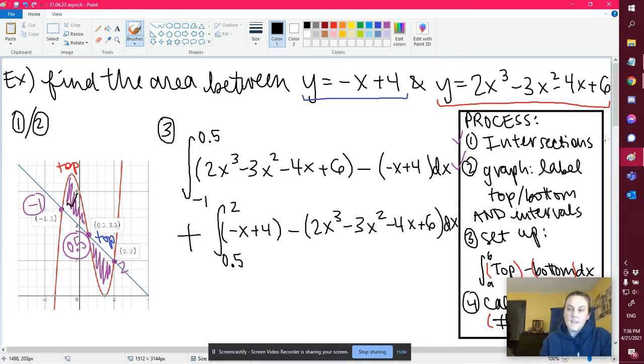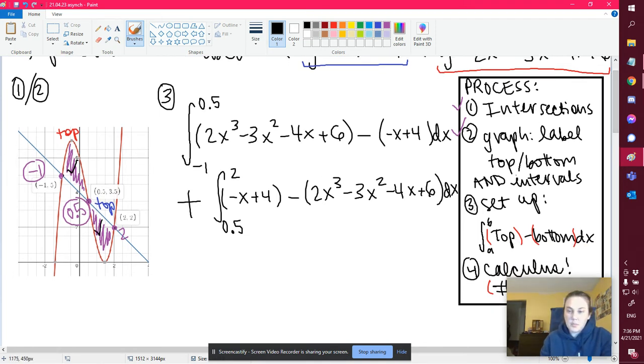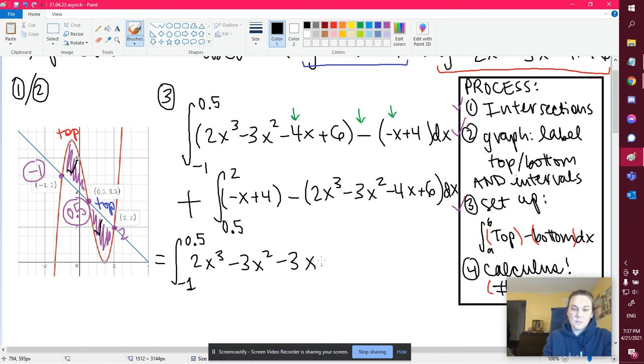Great. And now we get going, right? We've set up all of our integrals. And now we just actually need to do the calculus, right? The first thing we're going to do is simplify algebraically, right? I don't want all of this. I'd rather just have the same thing. So we've got 2x cubed minus 3x squared. This is negative 4x minus a negative x. So negative 4x plus x, which makes it negative 3x. And then this is 6 minus 4, which is 2, as expected, right?